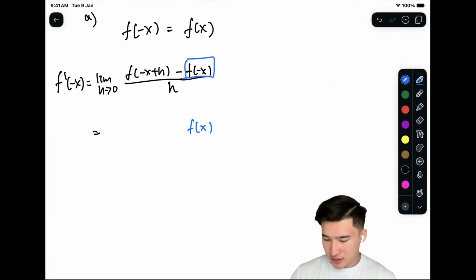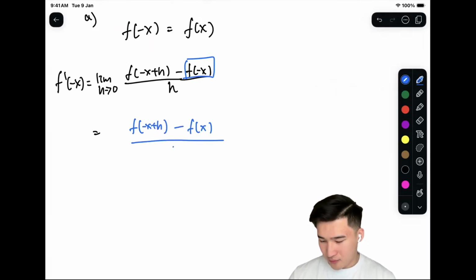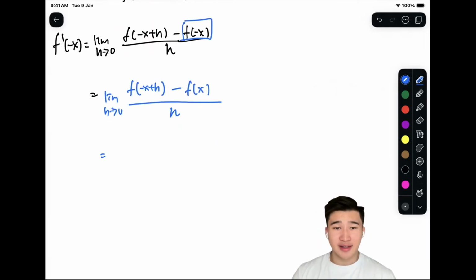And so I'm going to continue this in blue. So you have f(-x + h) minus f(x), over h, and then you have the limit as h goes to 0. Obviously it's not done, but people might get stuck here. Even for myself, I actually got stuck here.